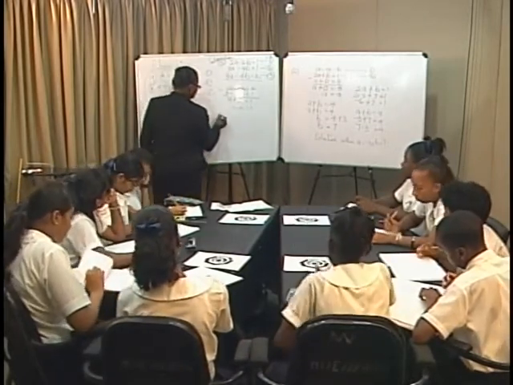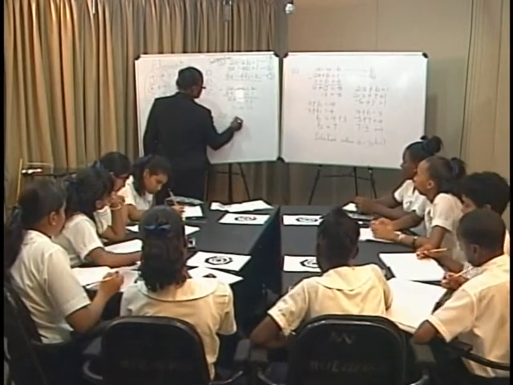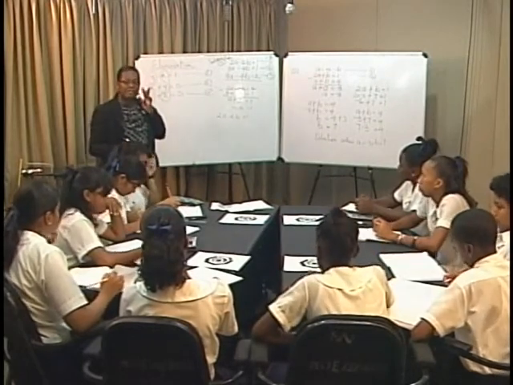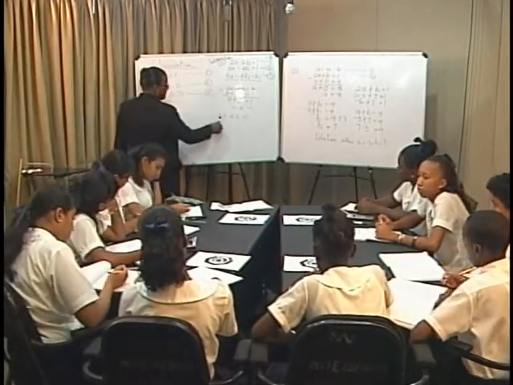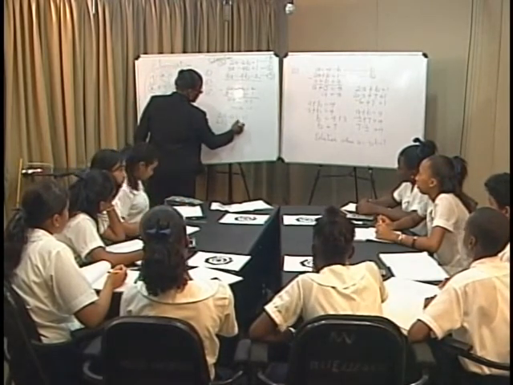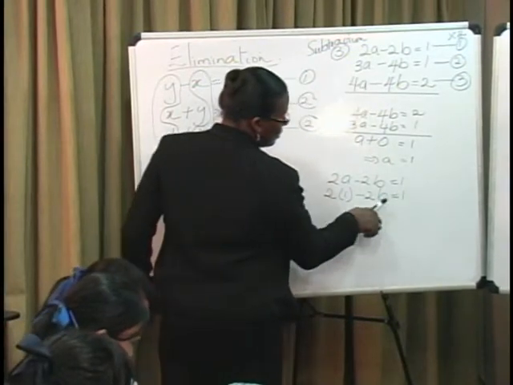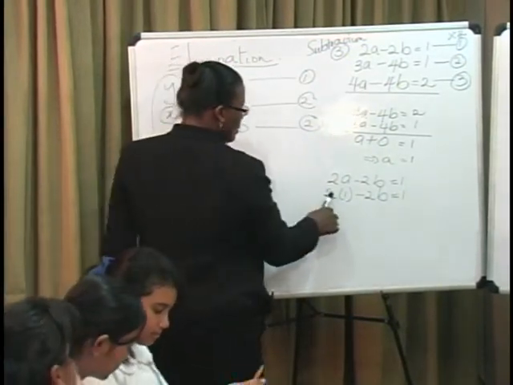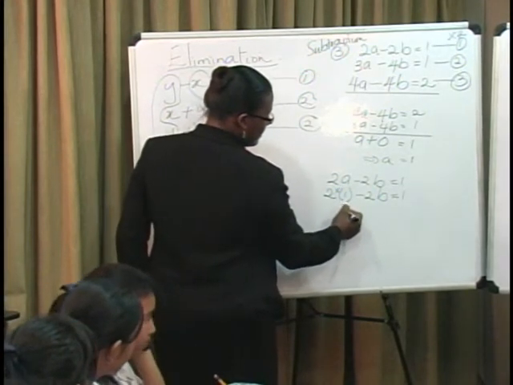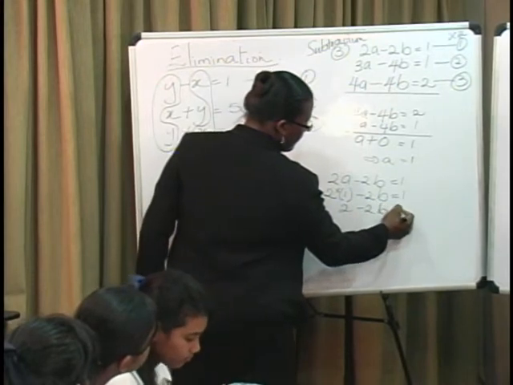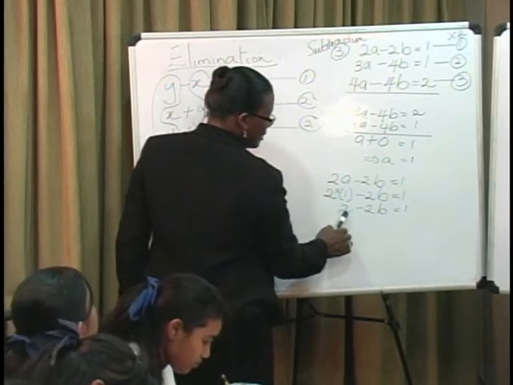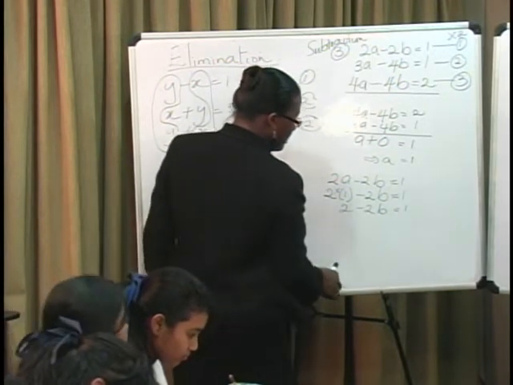Equation 1. 2a take 2b equals 1. Which one of the variables do you know the value of? a. So instead of writing a again, we're going to put 1. We have to bring back our 2b because we don't know the value of b. So we're going to multiply here. 2 multiplied by 1 will give us a 2. Good. So here we have a 2 take a 2b equals 1.